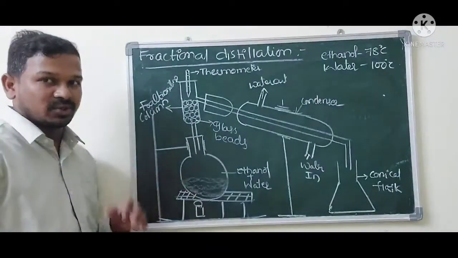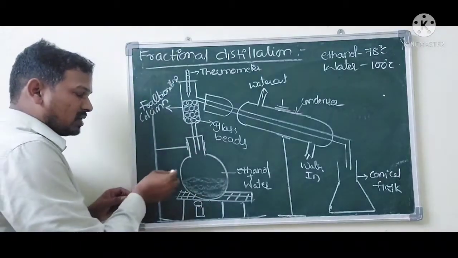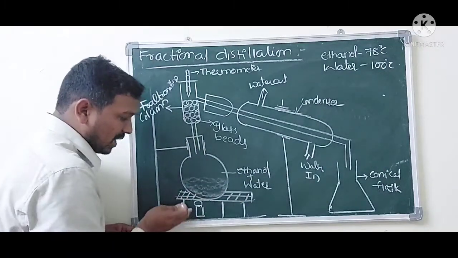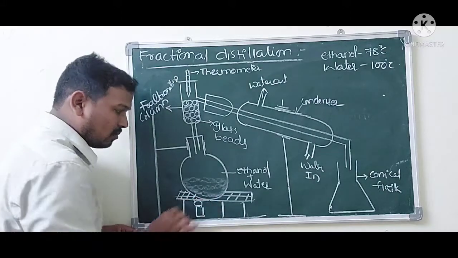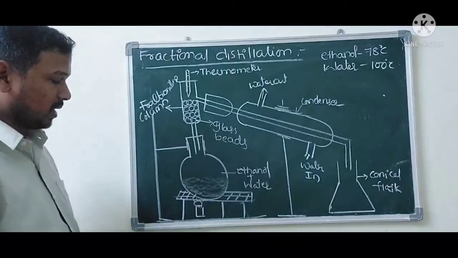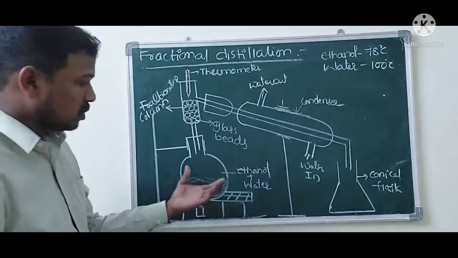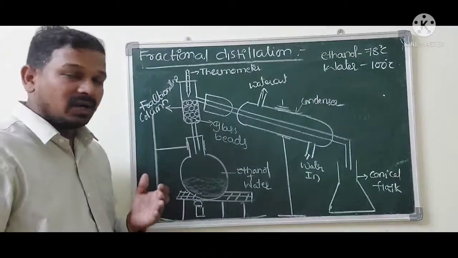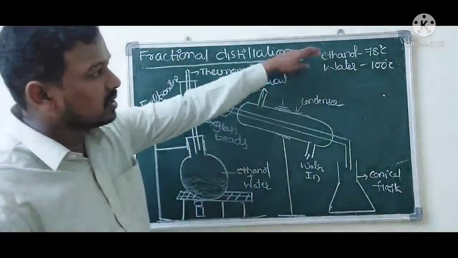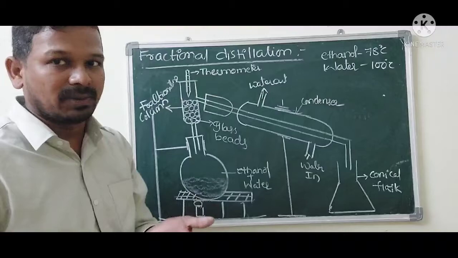Now let's start the procedure. I am taking a round bottom flask, or we can call it a distillation flask also, which is kept on the wire gauze with the help of a tripod stand. Below we have a Bunsen burner which is used to give heat to the solution. When we give heat, initially the solution takes the heat. When the temperature of the solution reaches the boiling point of one of the liquids, that liquid will evaporate and come up.